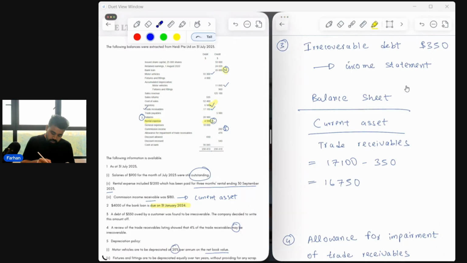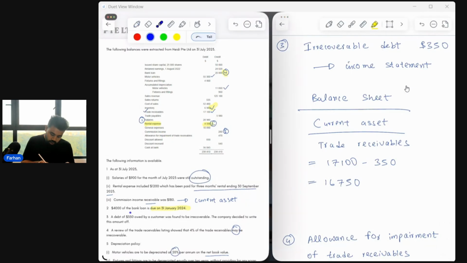A debt of $350 owed by a customer was found to be irrecoverable. The company decided to write this amount off. So when we think of an irrecoverable debt, it is referring to a credit sale which we made in the past with a customer, and that customer was supposed to pay us back later. But now that customer has confirmed that they're unable to pay that amount for a past sale, therefore we have no other choice but to write it off as irrecoverable.